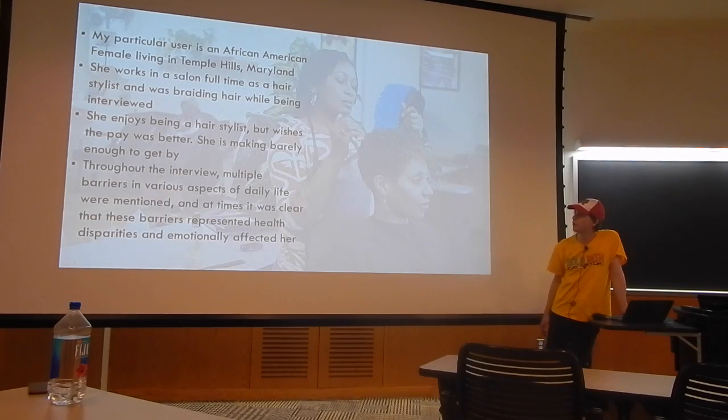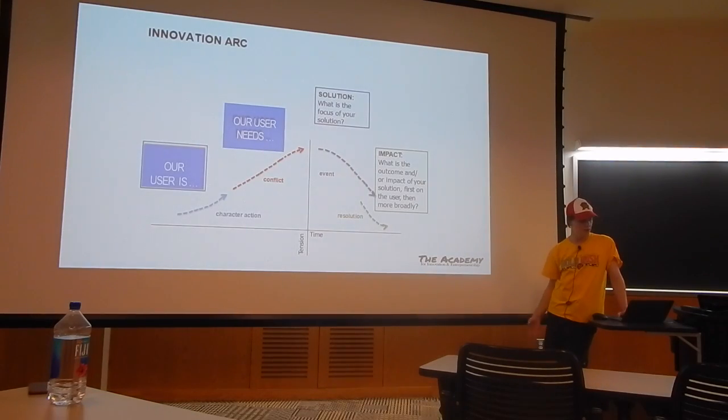Throughout the interview, multiple barriers in various aspects of her daily life were mentioned. At times, it was very clear that these barriers represented health disparities and were emotional. They affected her emotionally. At a few times, she actually teared up. Her eyes got very glossy. So you could tell that these were very personal and emotional issues to her. Now that I've described the user and what she does for a living, let's dive into her needs.